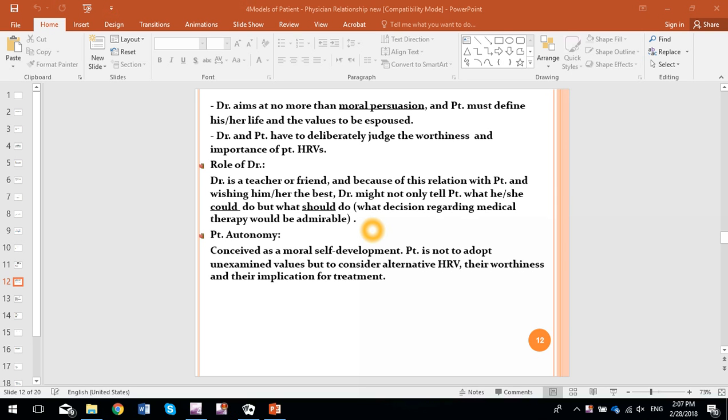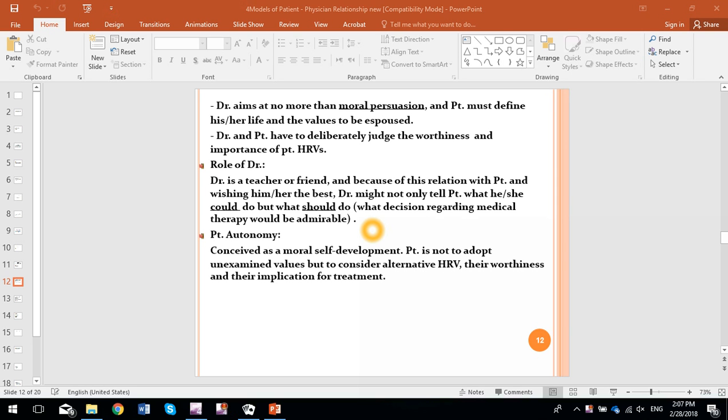And the patient must define his or her life and the values that need to be espoused. So now, as if the picture is turned around to focus on life and what are the things you should do in order to maintain a good or healthy life. The doctor and patient have to deliberately judge the worthiness and importance of health-related values.